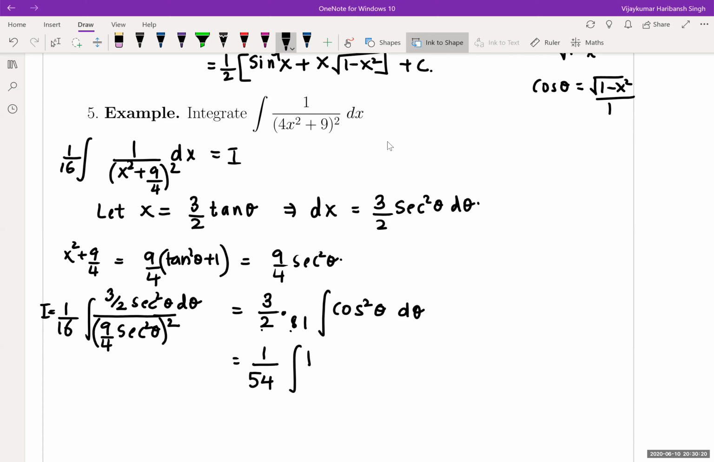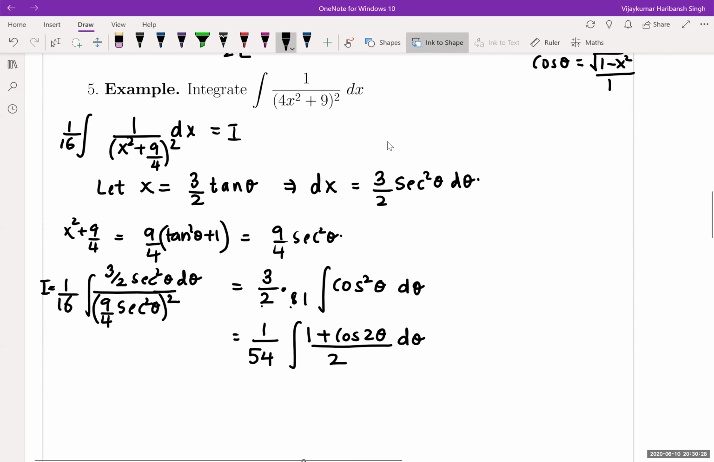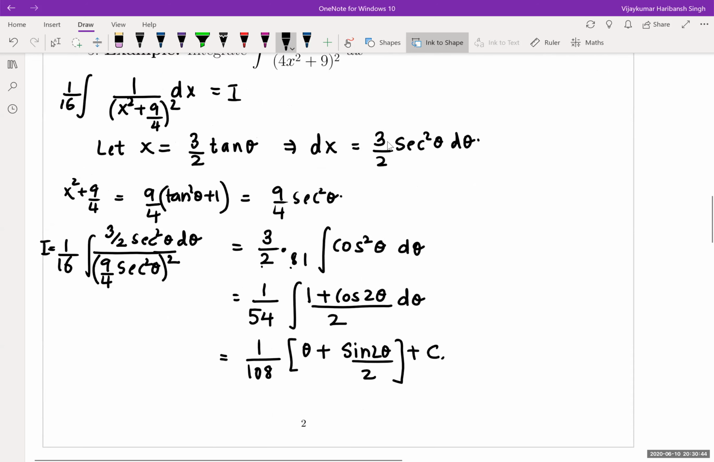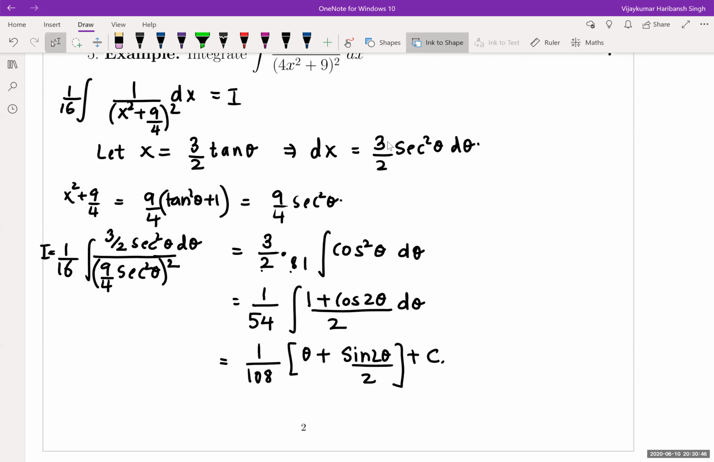And here you will use the double angle formula. So 1 plus cos 2 theta by 2 d theta. So this becomes 1 by 108. Integration of 1 is theta. Integration of this is going to be sine 2 theta divided by 2 plus c. So integration done. Now we need to convert everything back.